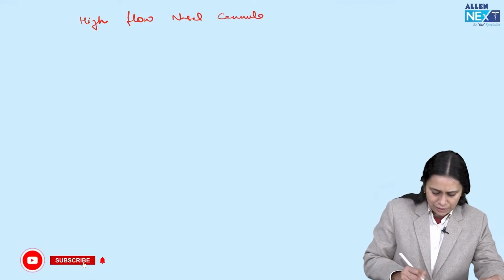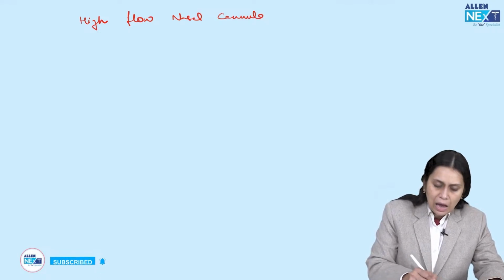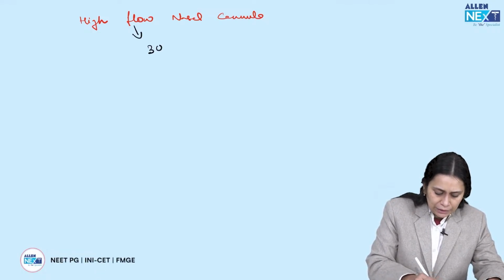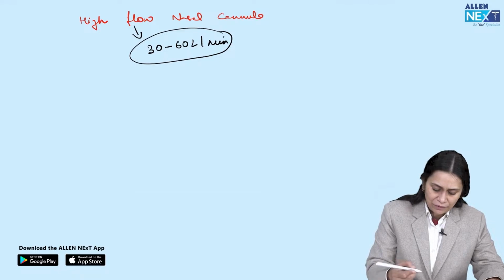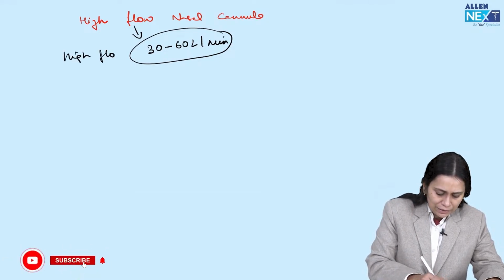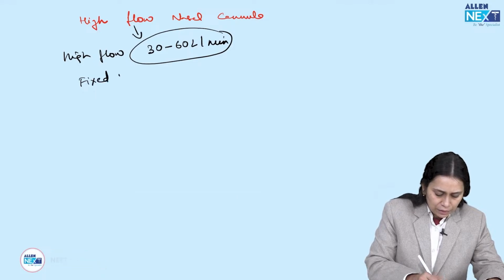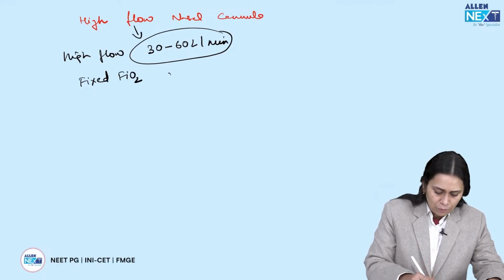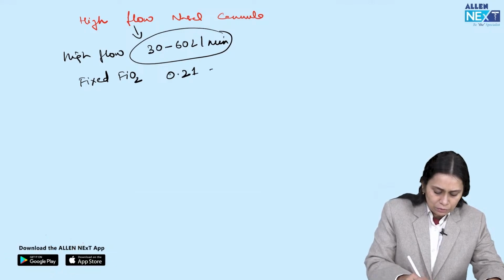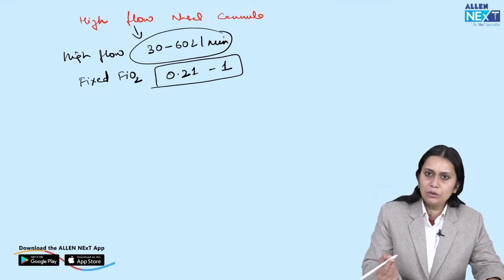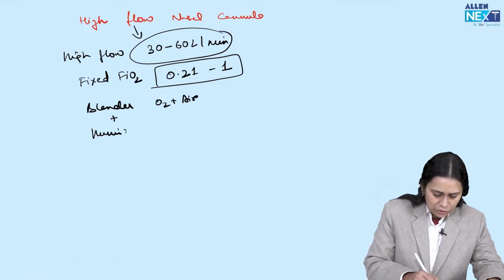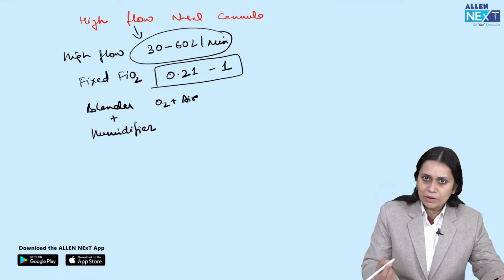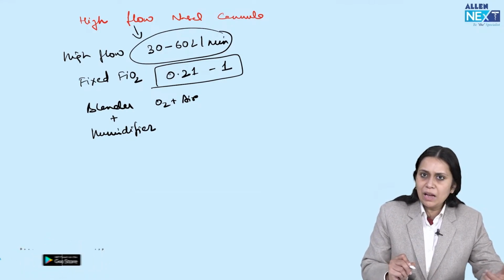So, what did I tell you about this? I told you HFNC is a high flow device. So, what is the flow in it? 30 to a maximum of 60 liters per minute, and it is a fixed FiO2 device. The FiO2 can be between 0.21 and 1, that is 21 to 100%. It has a blender which mixes oxygen and air. It has a humidifier which humidifies the oxygen and air, and it goes to the patient with a high flow.